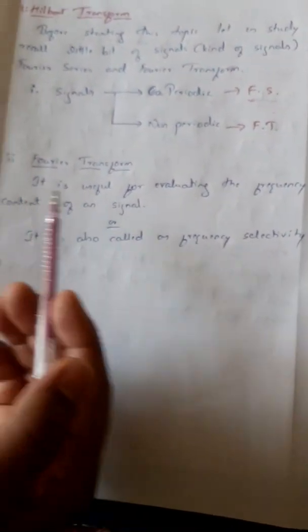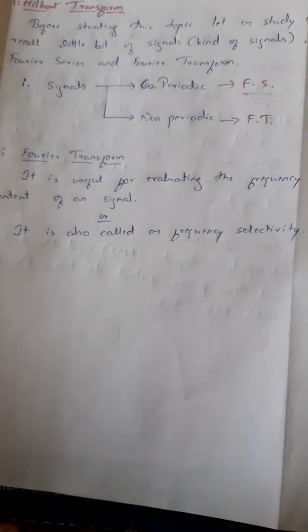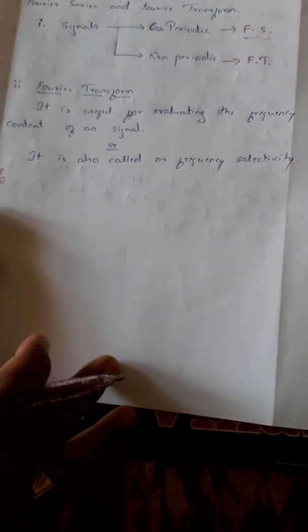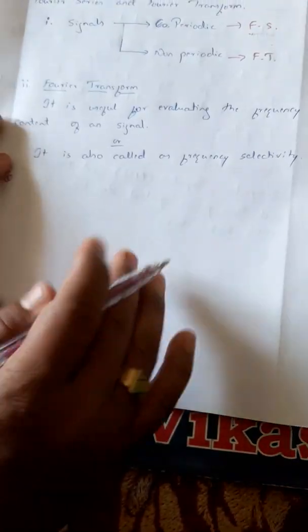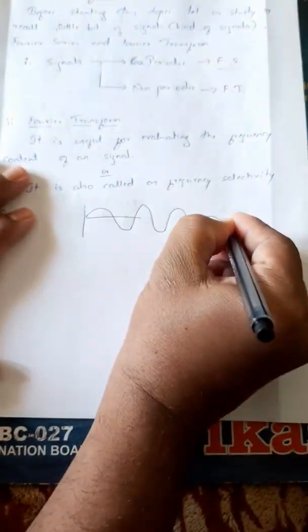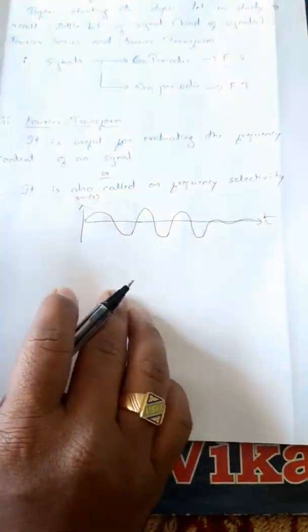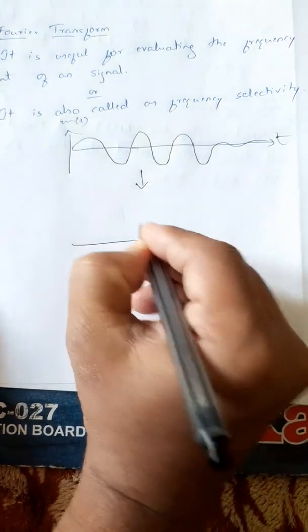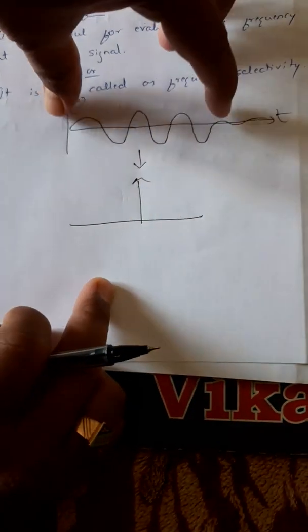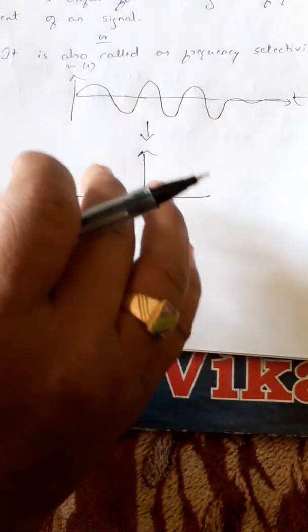So the Fourier transform is useful for evaluating the frequency content of a signal. That's a definition, or it is also called frequency selectivity. But the question arises, the definition is already written in the notes, what exactly is it? So in this Fourier transform, there will be a signal. I'm going to convert this signal into its spectrum. What do you mean by a spectrum? It's a representation of this signal in the form where I can see all the frequency content of the signal.